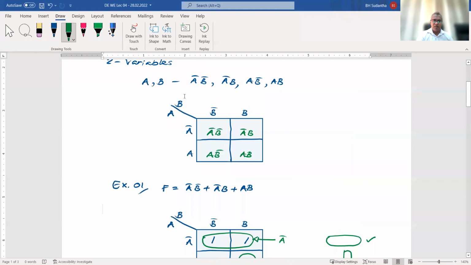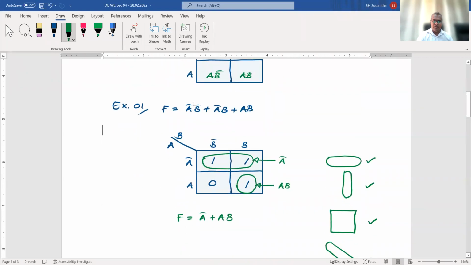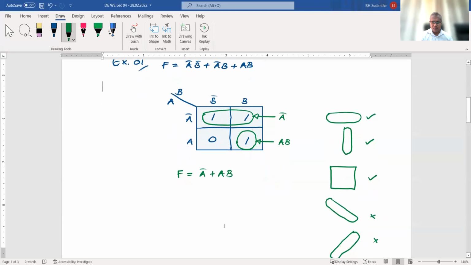Now, this is the previous equation. Now this is the minimized one. Is it okay?